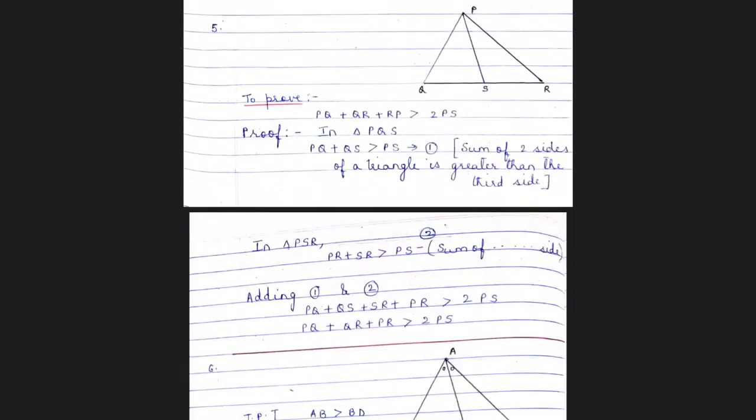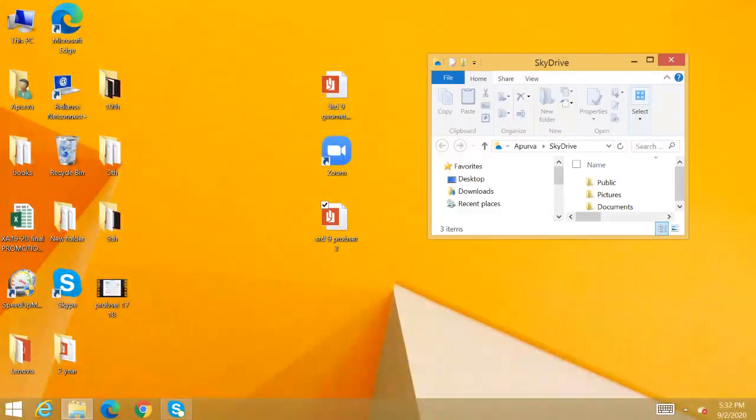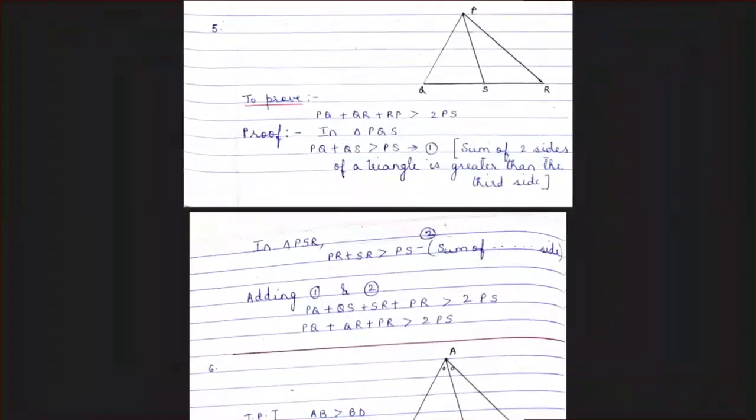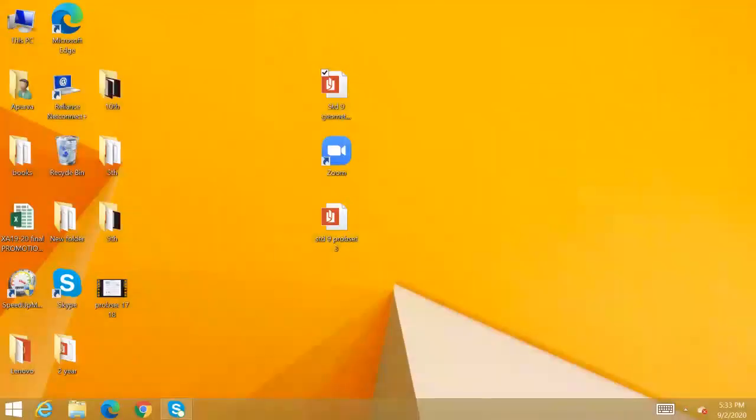Question number 5. You are given in the figure point S is any point on the side QR of triangle PQR. You have to prove PQ plus QR plus RP is greater than 2PS. Okay.